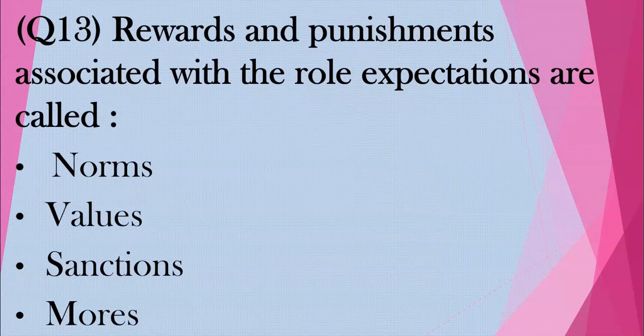Okay, let's start with question number 13. Rewards and punishments associated with the role expectations are called norms, values, sanctions, mores. This is a part of basic concepts of sociology, and here we are discussing the 2022 NET paper, as you know.